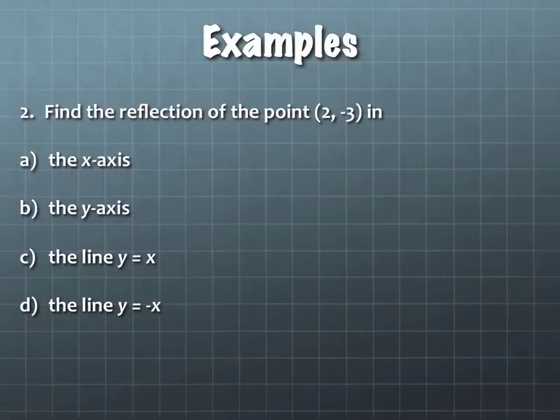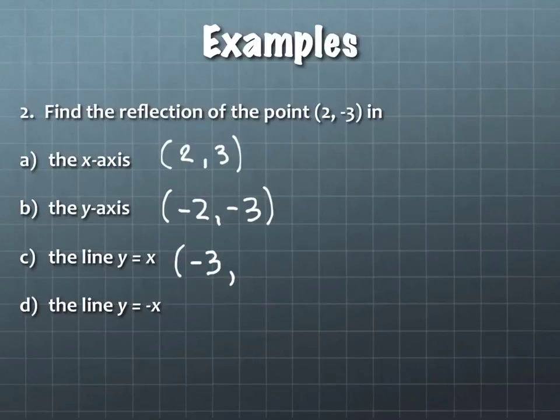What did you get for the x-axis one? 2, 3. Did everybody get 2, 3? Okay, great. How about the y-axis? Negative 2, negative 3. Wonderful. Okay, what about y equal x? Negative 3, 2. So we just changed the order, right? No signs changed, just the order changed.